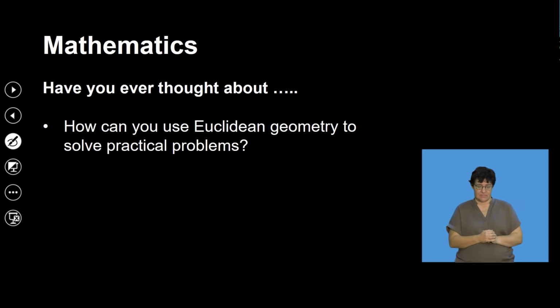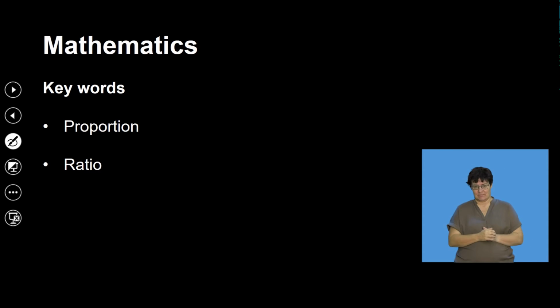Our leading question for this lesson will then be, how can you use Euclidean geometry to solve practical problems? I give you a shape that has a circle, it has a triangle, it has a square. How can you then use Euclidean geometry to try and solve that particular question? That's our leading question. Now, the key words for this lesson as well will be proportion and ratio.